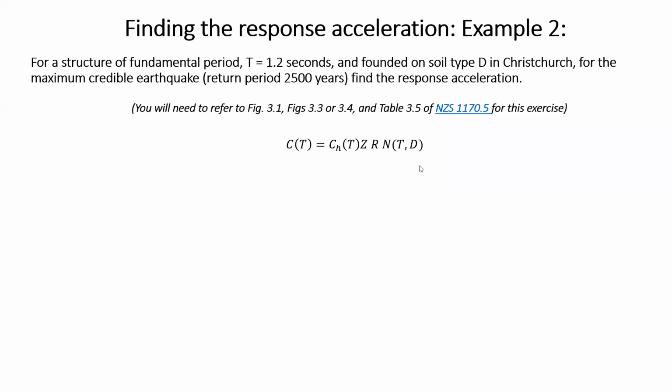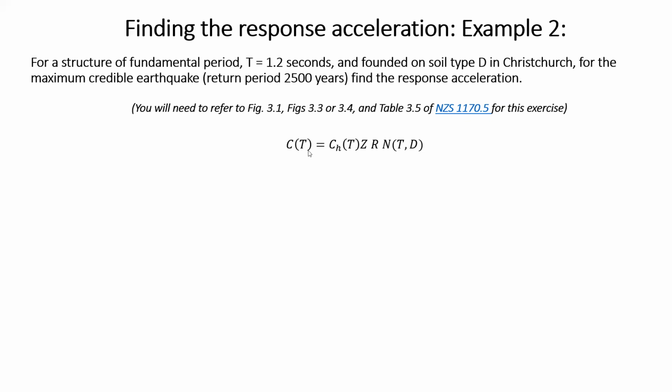For this one, you've been given the fundamental period, the soil type D, and you've been given a return period. So we haven't given you the importance factor, we've just straight away given you the return period of 2,500 years. So in terms of the importance level and so on, we bypass that and just give you what the return period is straight off.